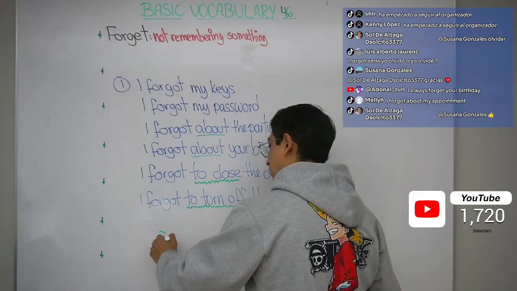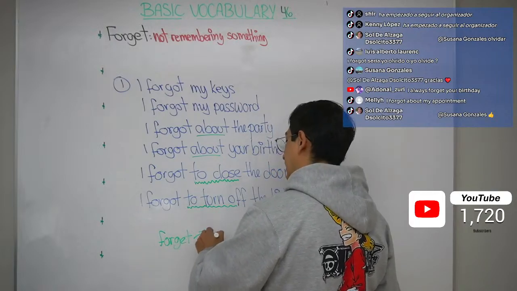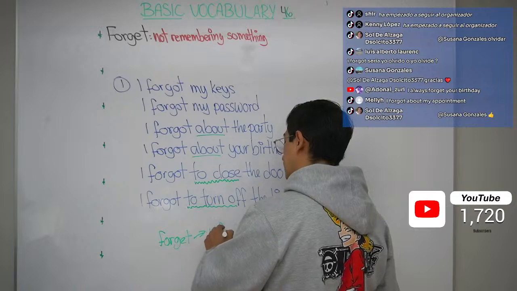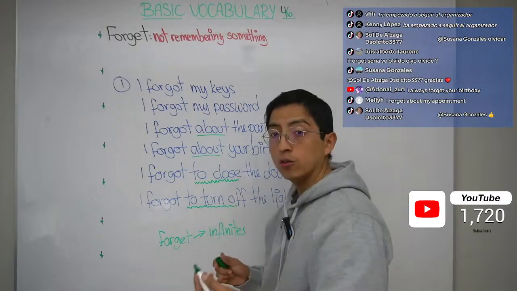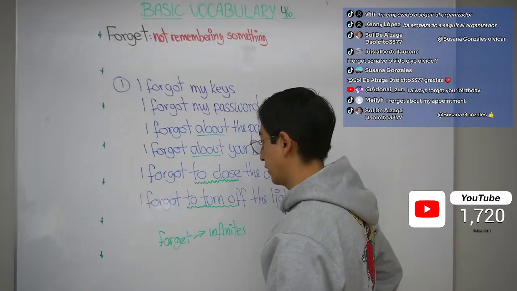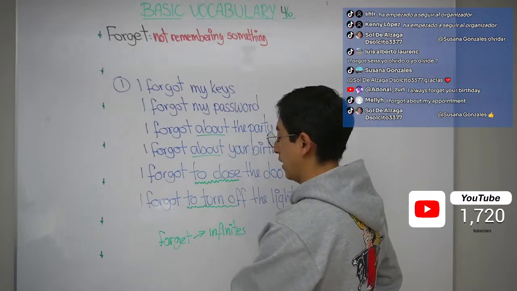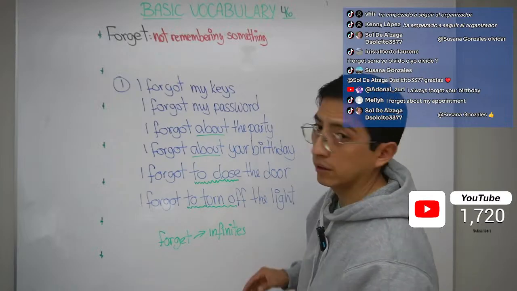Okay, we're gonna write here this. Okay, forget works with infinitives. Infinitives, okay? Just with infinitives. To close, to turn off, to go, to play, to do something, right? We're gonna use infinitives. Well, guys, this is how you can use this word.